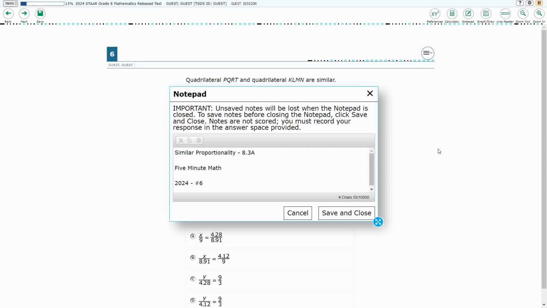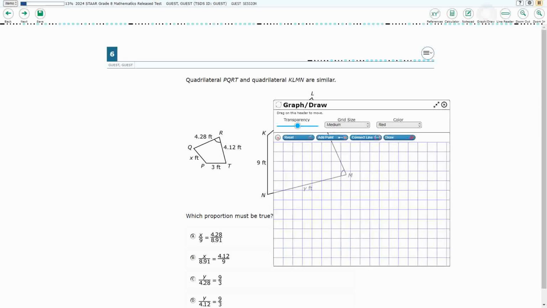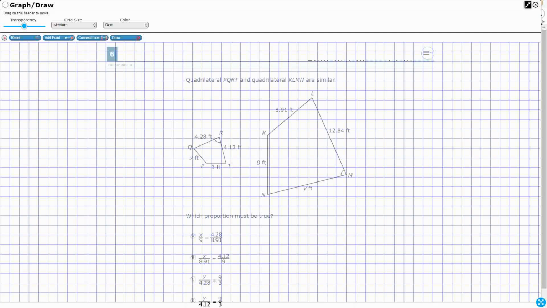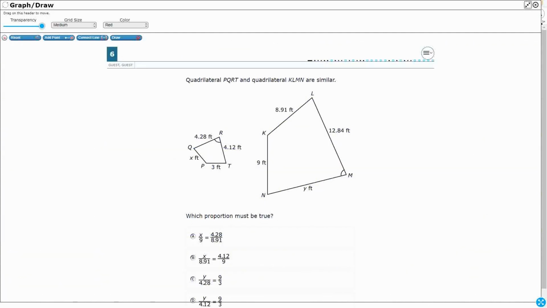Today we are looking at the 8th grade concept of similar proportionality. This is standard 8.3a in the great state of Texas, and we are using item number 6 off the 2024 released STAAR test. If you haven't done so already, please go ahead and take a moment to pause the video, work this problem out on your own, unpause it, and we will look at our answers together.